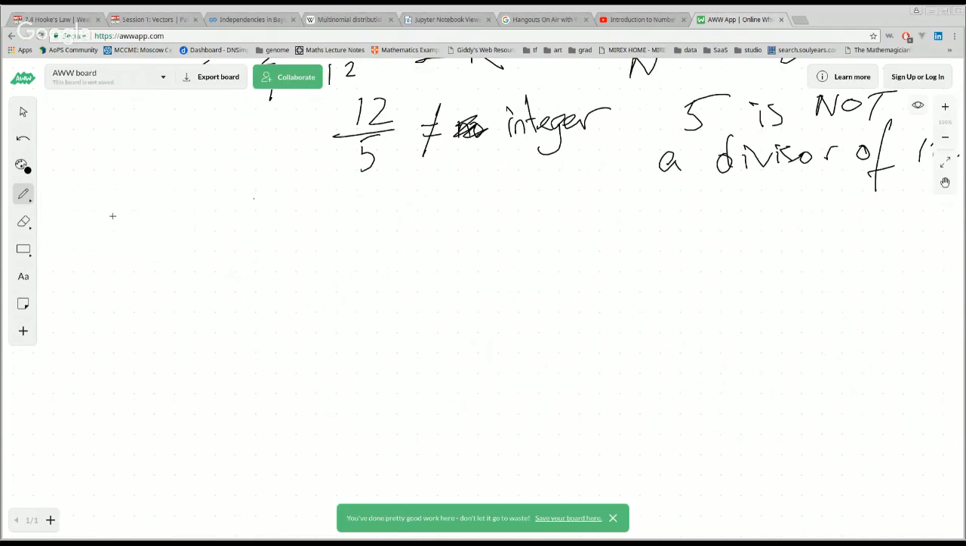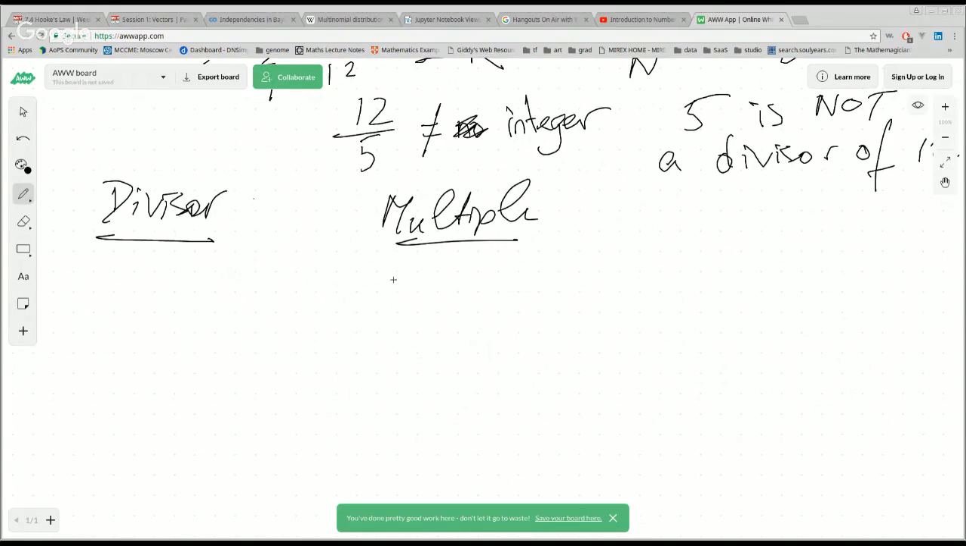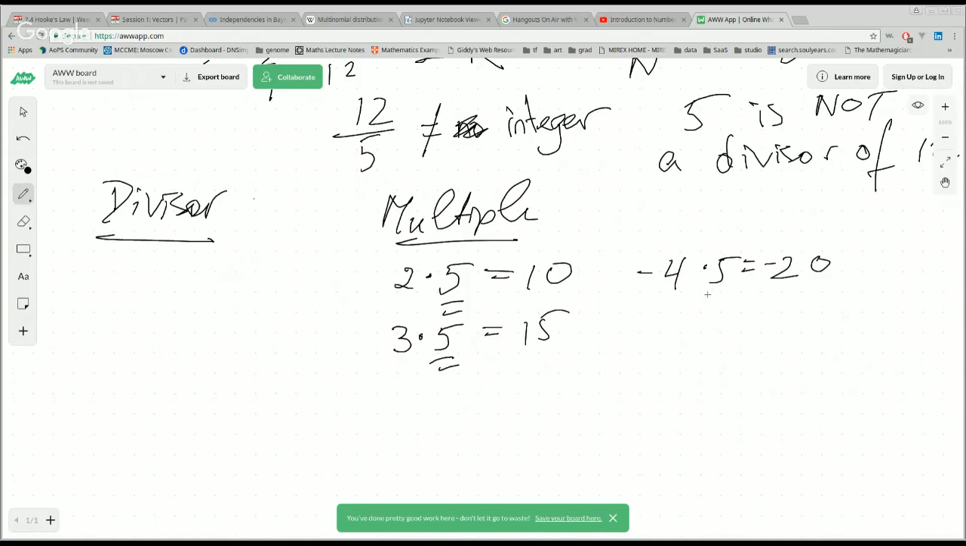Now, a related notion is the notion of a multiple. And we know what a multiple is, of course. If we look at, for example, 2 times 5, which is 10, it is a multiple of 5, right? It's 2 5s. If we look at 3 5s, that is also a multiple of 5. Negative 4 5s is also a multiple of 5.